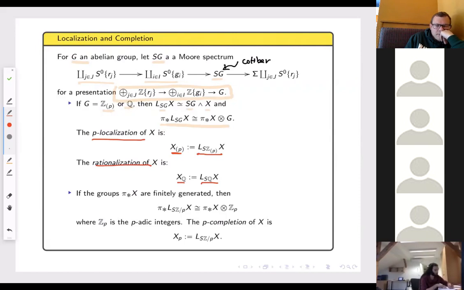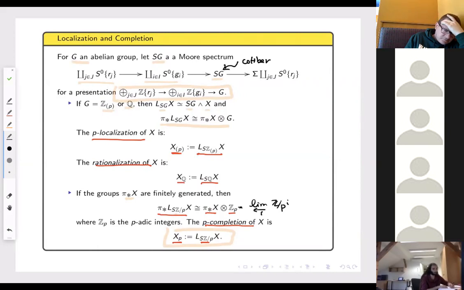Now, if the groups pi star are finitely generated, you can also describe completion in such a way. The P completion of X is going to be X sub P, no brackets. That's annoying, but I'm going to stick to it. So with brackets, it's P local; this is P complete. And it's going to be the localization at the Moore spectrum for Z mod P. If things are nice enough, then the homotopy groups are just: you take the homotopy groups of X and you tensor with Z_P. Z_P here is the p-adic integers, the inverse limit of Z mod P to the i.